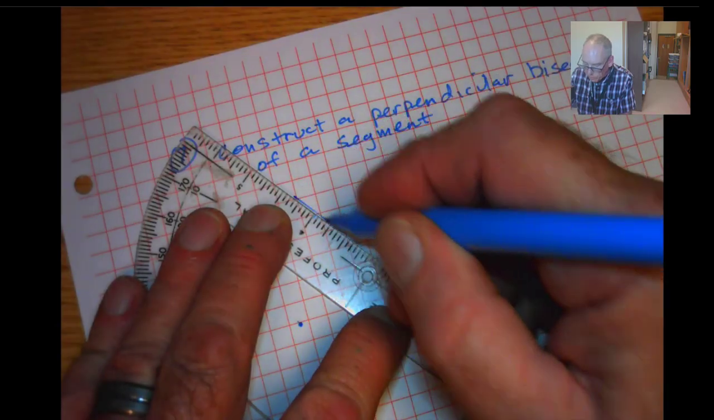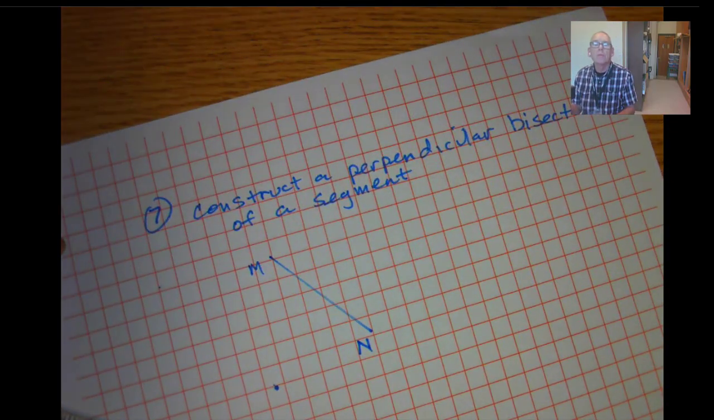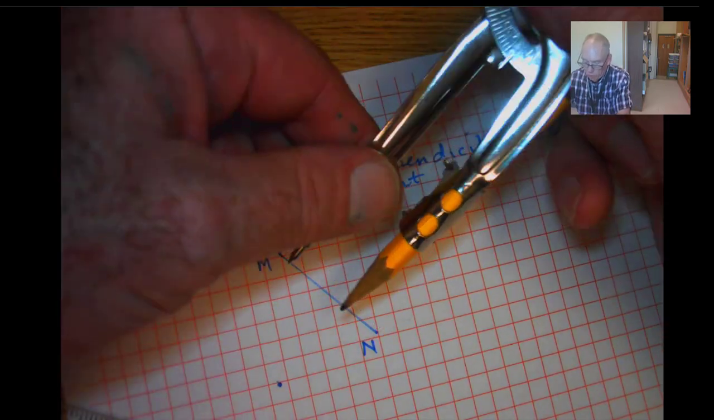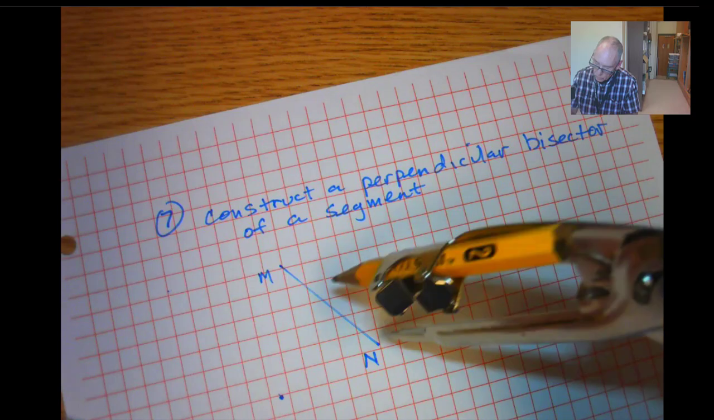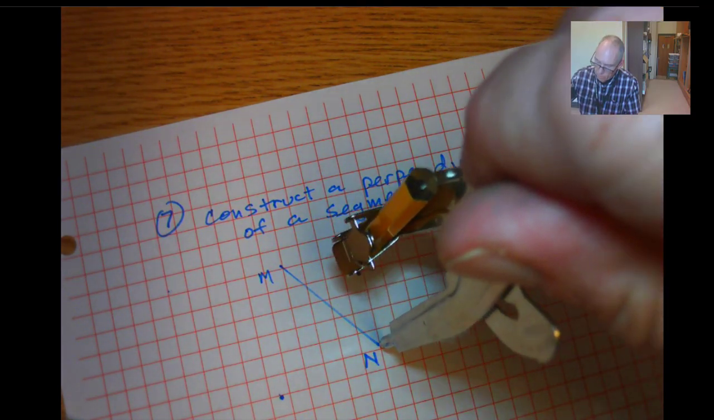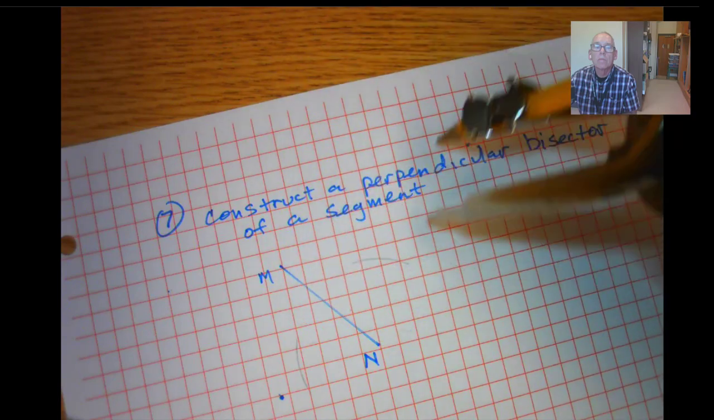I'm going to draw a random segment length. Off each end, I need to set my compass a little bit more than halfway. So it needs to be a little bit more than half the distance from M to N. And I strike an arc on one side of the segment, and then keeping the same radius, I do the same arc down below. We could also do half circles. It's just neater if you just do the arc part.